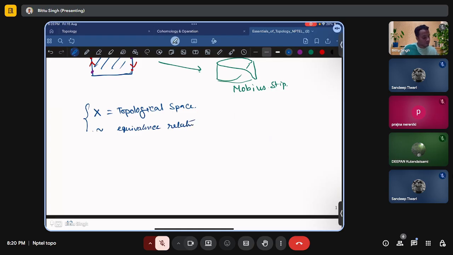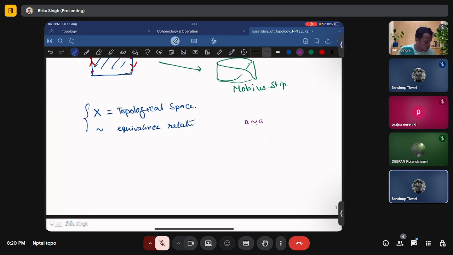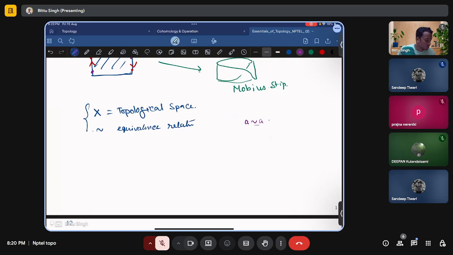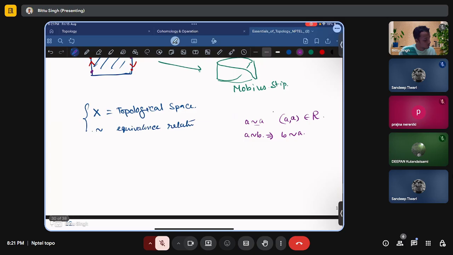What is the meaning of equivalence relation? A is related to A. Transitive. Yes. So there is a relation like this, and those kinds of pairs will be there. The pair A comma A belongs to the relation, and A related to B will imply B related to A. That is saying that AB belongs to the relation implies BA belongs to the relation. And similarly there is transitivity.